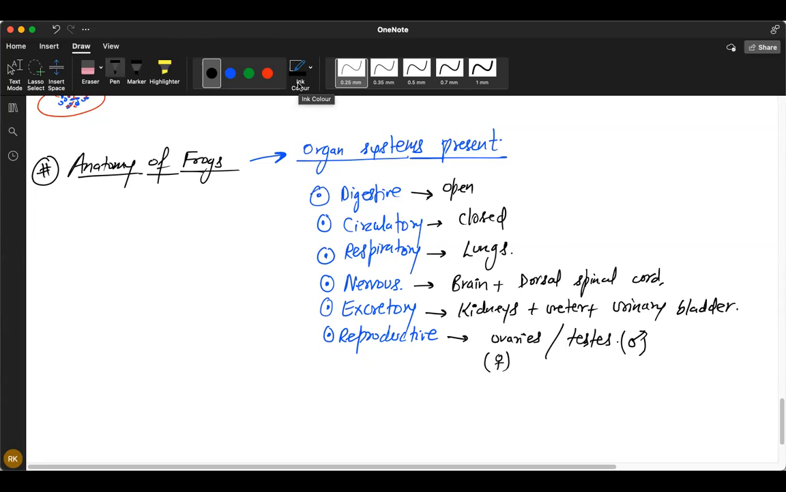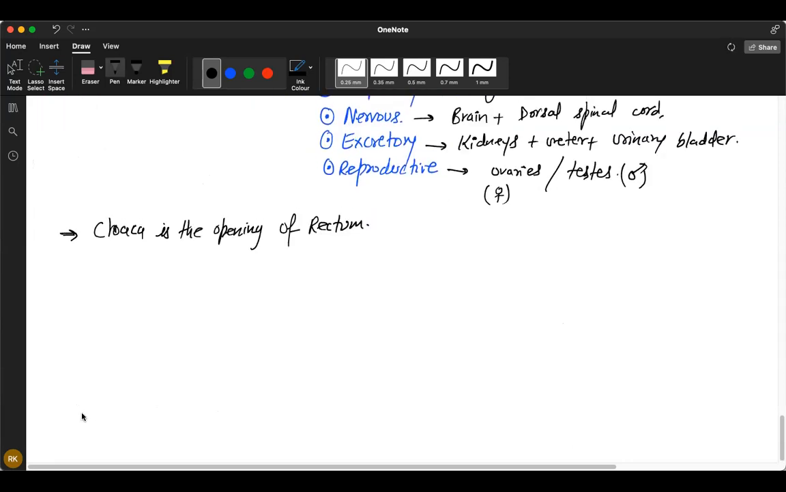The intestine opens in the rectum, and then the opening of the rectum is called cloaca. It's called cloacal aperture. Cloaca is the opening of the rectum through which they defecate. They remove undigested food out.